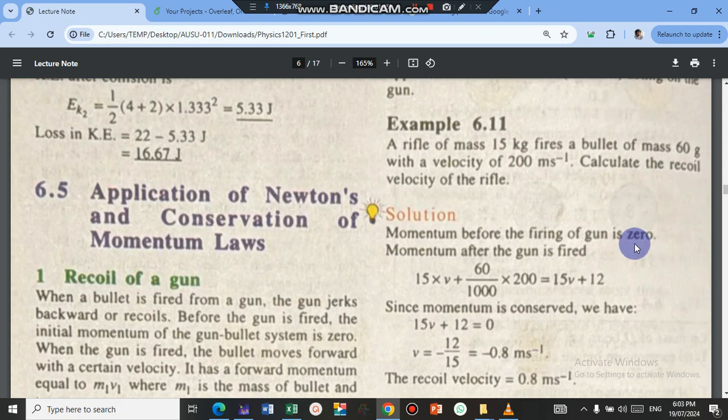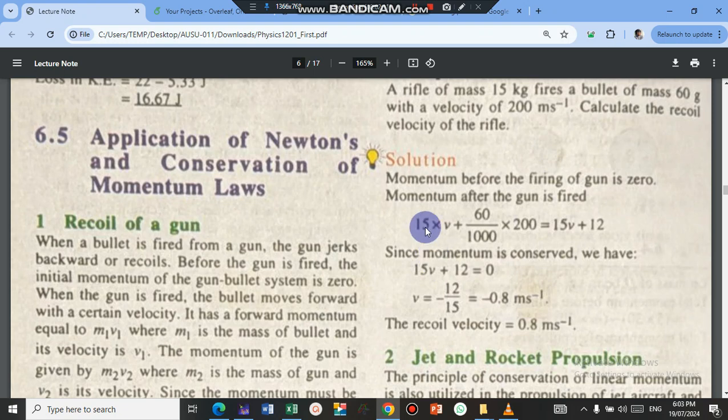Then you go to the total momentum after collision, after firing. Momentum after the gun is fired. After the gun is fired, it will have momentum. The bullet will have momentum, mass of the bullet times velocity of the bullet. The rifle will also have momentum, mass of the rifle times the recoil velocity of the rifle. So this is why here they say mass of the rifle, which is 15 kilogram, times its velocity.